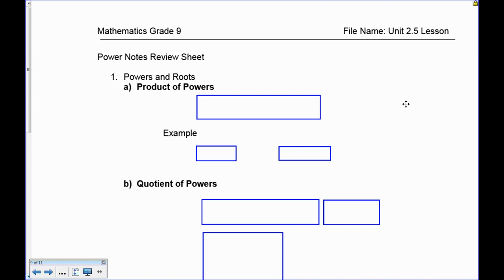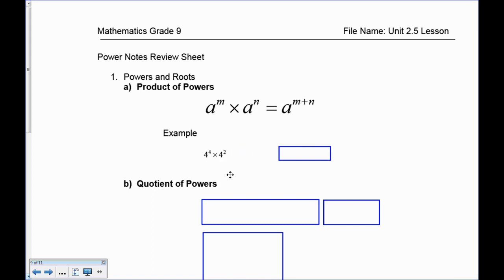Now, this is a review sheet that's in your notes, and it tells you all the power of product stuff you need to know. So start with the first one, product of powers. What this means is you're going to take things that have the same base and different exponents. When you multiply things with the same base, an a, and you have different exponents, an m and an n, you simply add the two of them. So here's an example. 4 to the 4 times 4 to the 2 gives you 4 to the 4 plus 2, which is 4 to the 6.